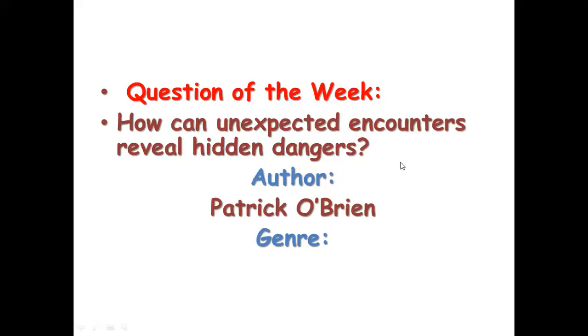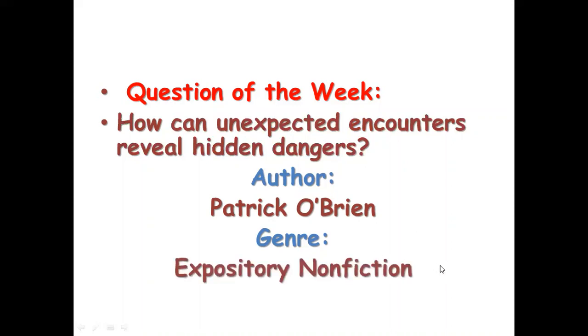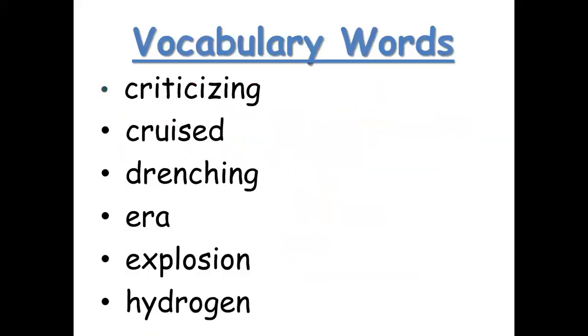Now, let's look at the author of the story. Who is the author? The author is called Patrick O'Brien. Now, the genre of the story. The genre of the story is an expository text, expository non-fiction. Now, the vocabulary we have in the story, there are 6 of them.